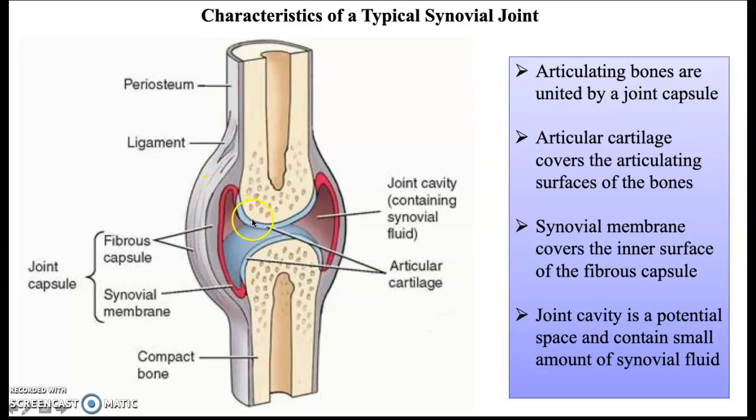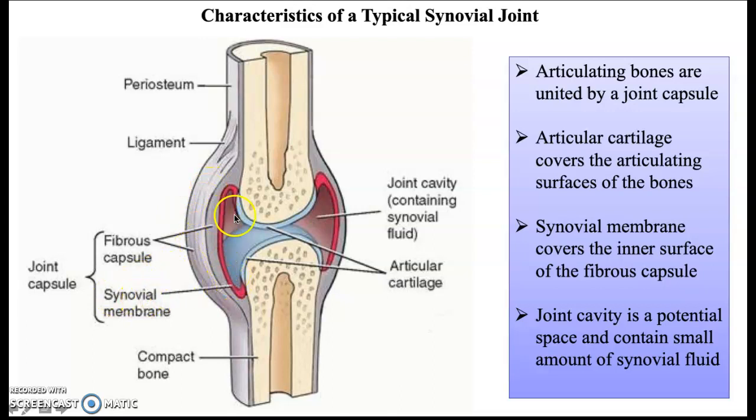Also, the articular surfaces of this bone and this bone are covered by cartilage. We call it articular cartilage. And also, the fibrous capsule of the joint is lined inside by a membrane called the synovial membrane. This synovial membrane and the fibrous capsule of the joint together are called the joint capsule, which means the joint capsule has two components: the fibrous capsule, which is this one, and the synovial membrane, which is shown in red.